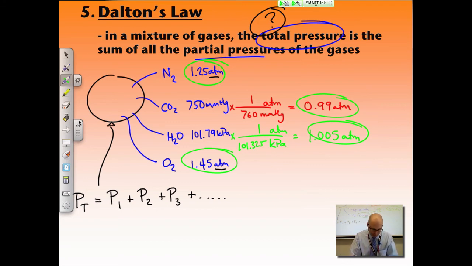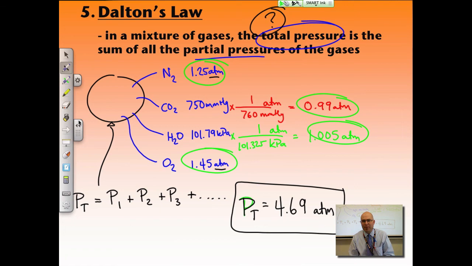And now I'm going to add these 4 numbers up, and that'll give me my total pressure. So plus 1.25 plus 0.99 plus 1.45, and I get a total pressure of 4.69 atmospheres. Okay, so there's Dalton's law, probably the easiest of the bunch.